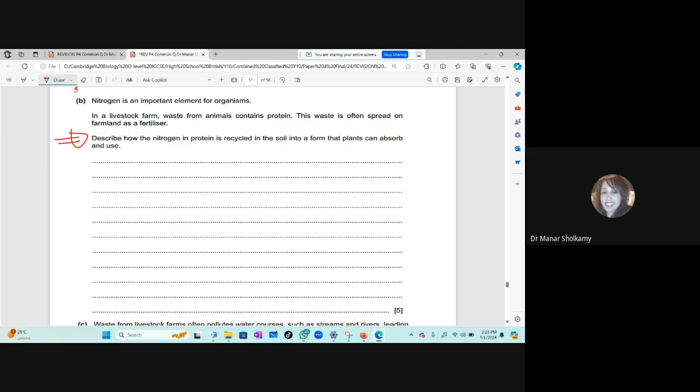What happens when waste products are released from the livestock? Proteins are going to be released into the soil. Then by deamination of proteins, we're going to separate the nitrogen containing part, and then it's going to be turned into ammonium compounds using ammonification. The process is ammonification.